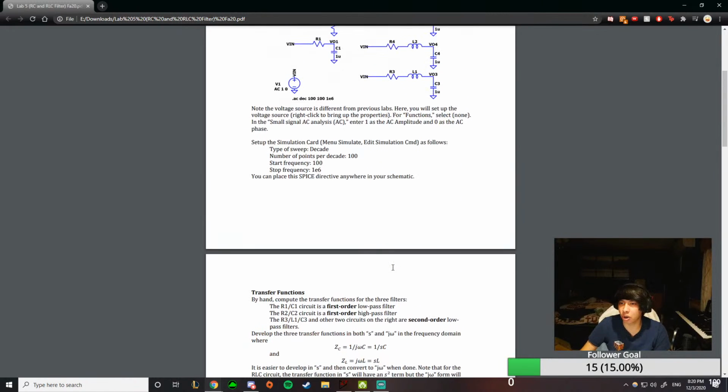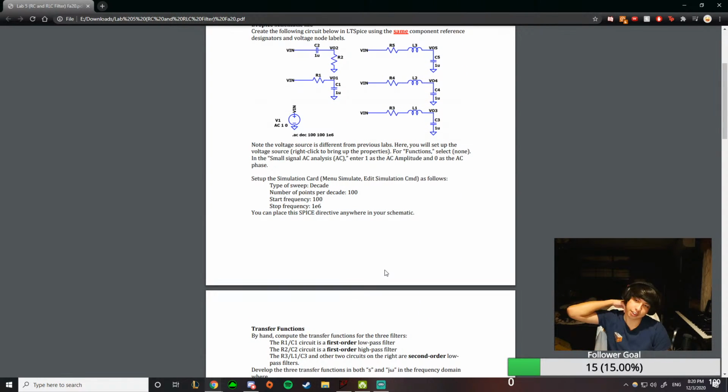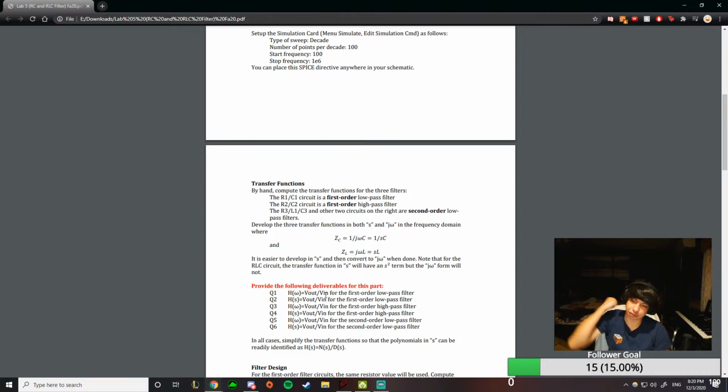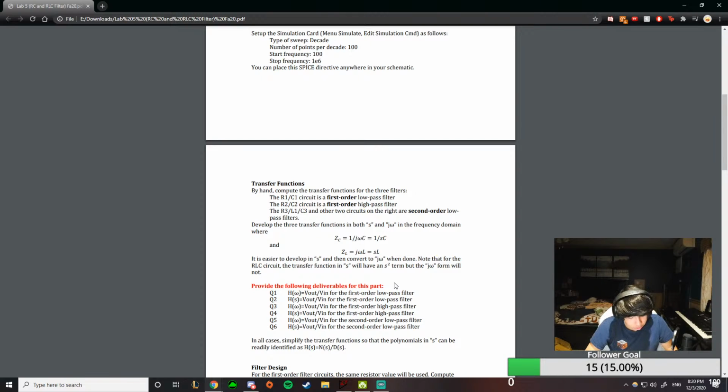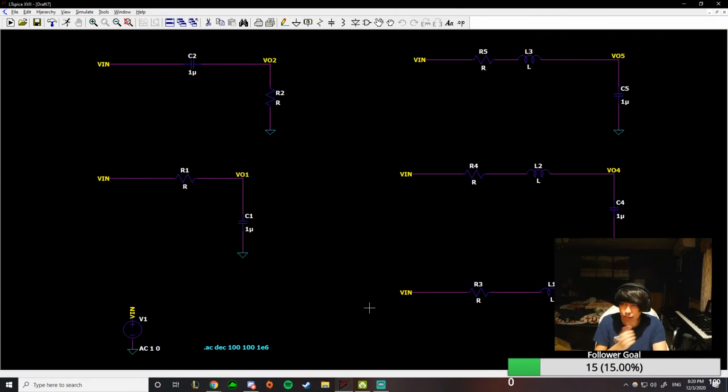All right. So the first thing I have to do is provide the H(s) for all of them, basically. So I'm gonna do that here, and the Vn cancels out. So there's gonna be R2 over 1 over SC plus R2, and that's one of them. Basically, there are a bunch of voltage dividers.